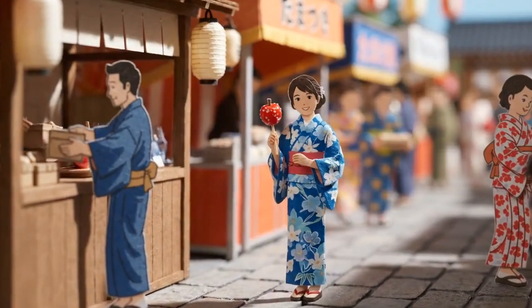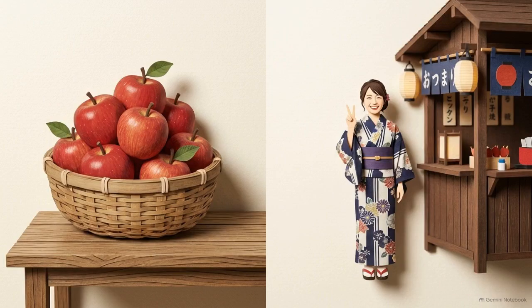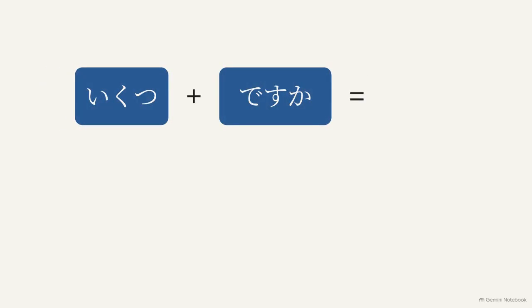Let's look at a different scenario. You meet a child at the market and want to ask how old they are. Japanese grammar handles counting the years of a person's life using the same logic as counting objects in a basket. By taking ikutsu and adding desu ka, the phrase for is it, you create the standard way to ask a child's age.